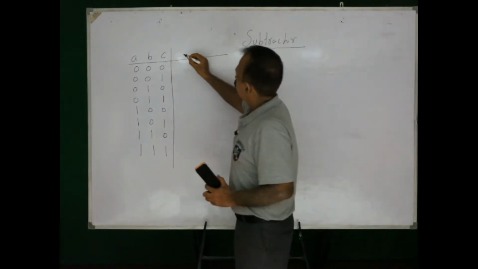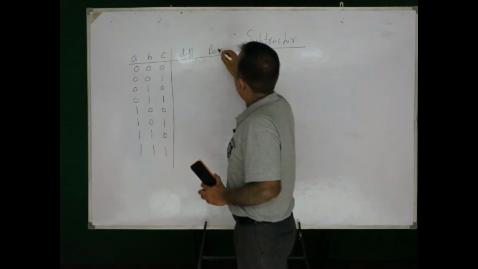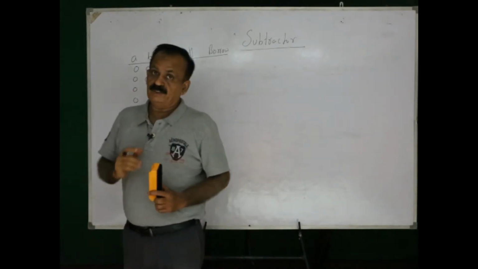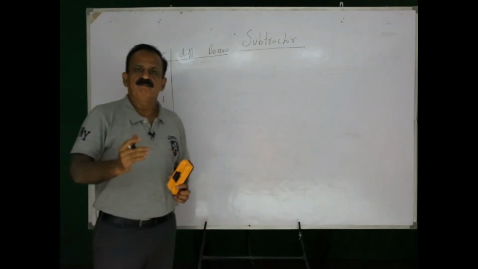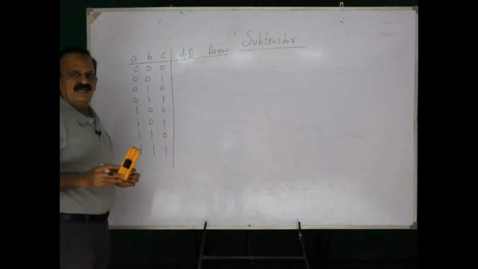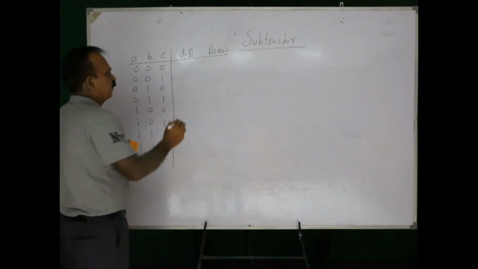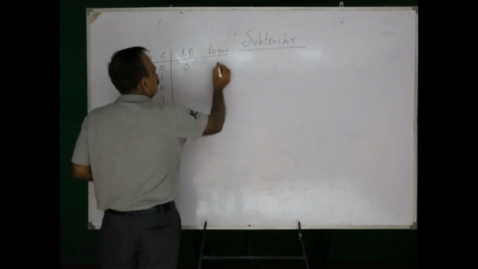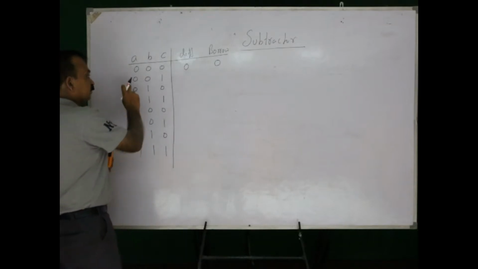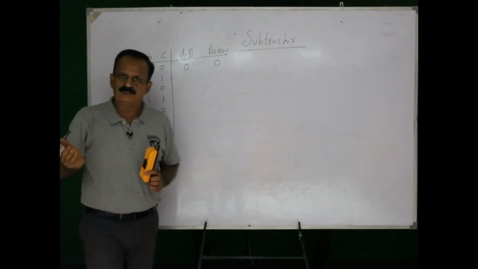Now, the 2 outputs will be difference and borrow, and be sure the operation is A minus B minus C. Now, 0 minus 0 will be 0, again 0 minus 0 will be 0. I hope the difference is 0 as well as the borrow is 0. The next one, A minus B, the difference is 0 as well as the borrow is 0.